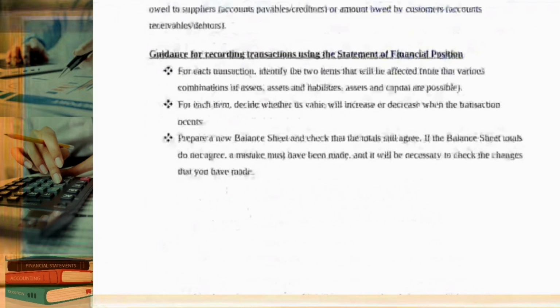Here we have 3 bulleted points to guide you in recording transactions using the statement of financial position, otherwise known as the balance sheet. So for each transaction, identify the two items that will be affected. We can have various combinations: assets and liabilities, and assets and capital being affected in a transaction. For each item, you are to decide whether its value will increase or decrease when the transaction occurs. And after which, you are to prepare a new balance sheet and check that the total still agrees.